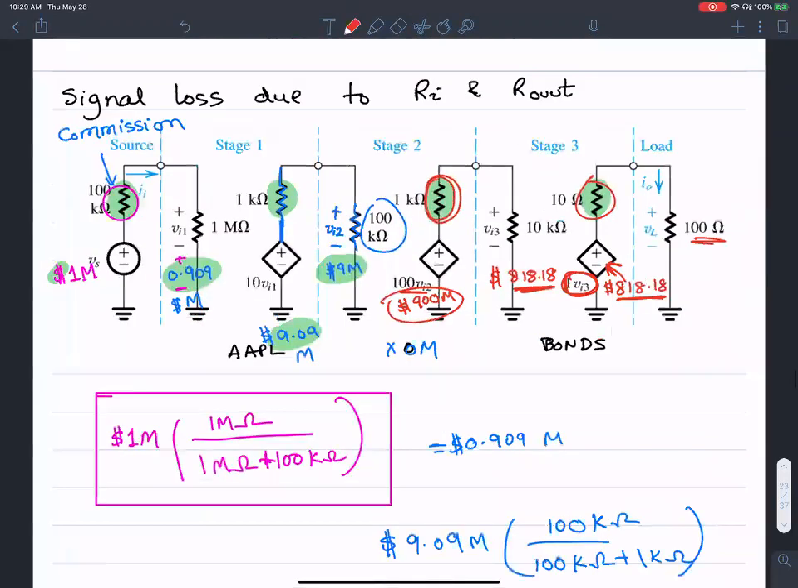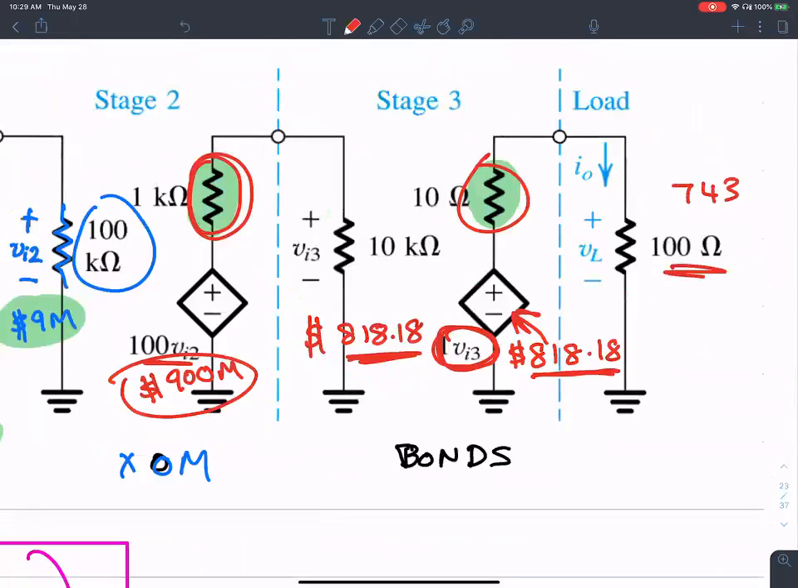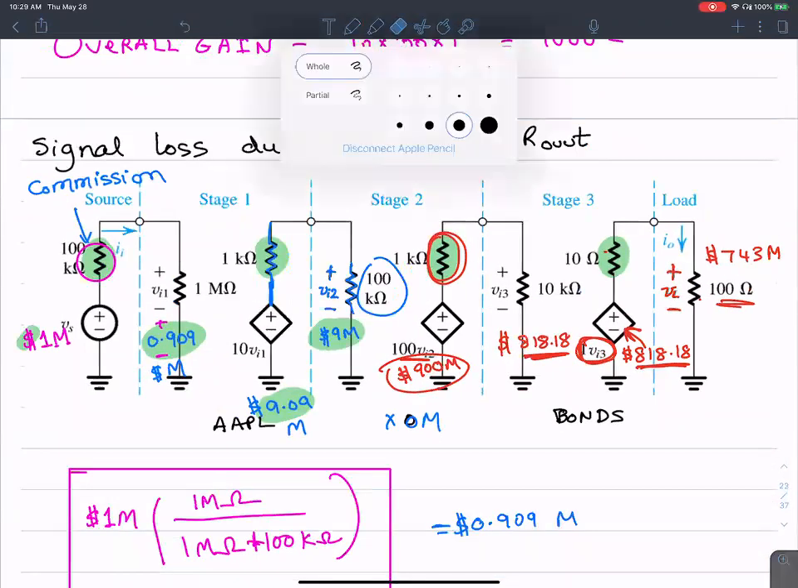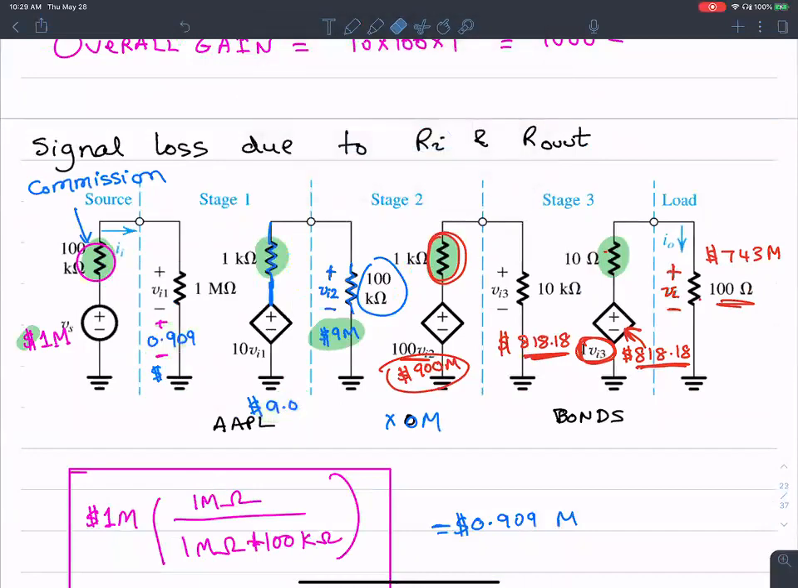So this is $743 million. Or in other words, you got that voltage by calculating the voltage division of 818 across these two resistances, the 10 ohms and the 100 ohms. Going back, I'm going to clean all of this up a little bit, 9.09. If you look at the green highlights, that is what represents the commission.